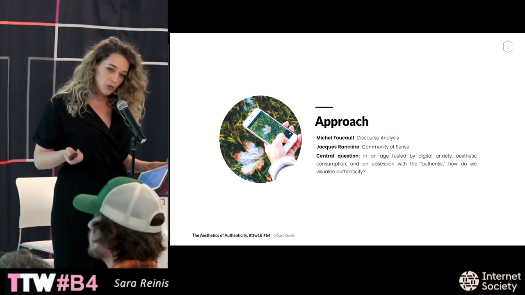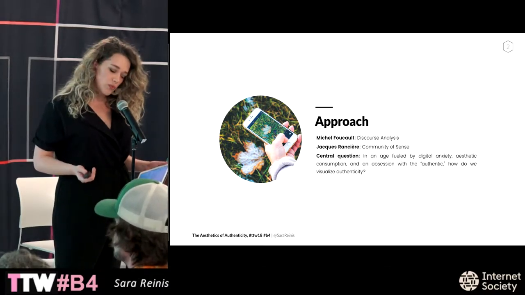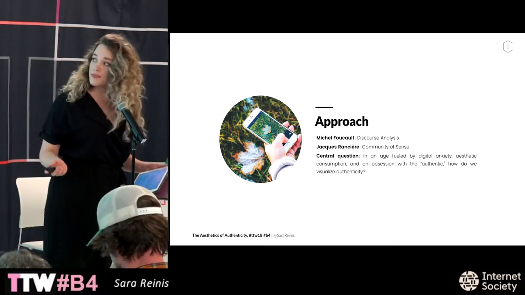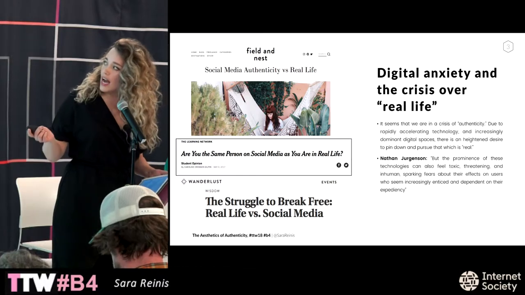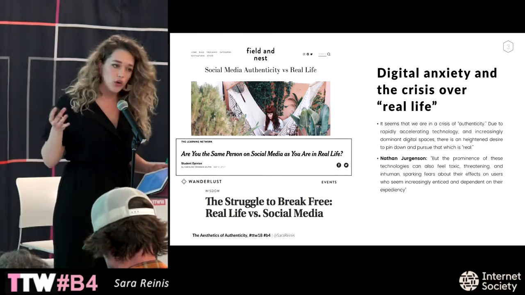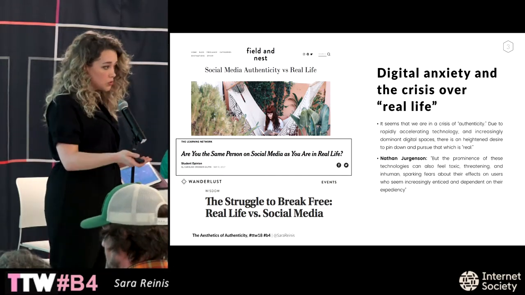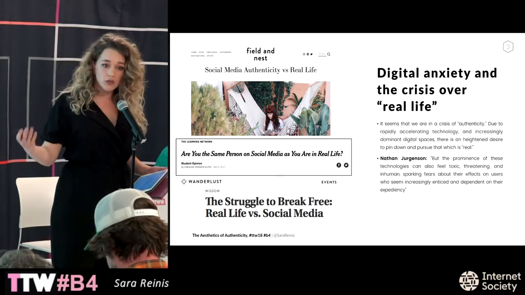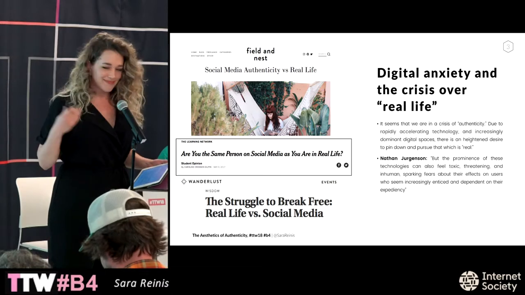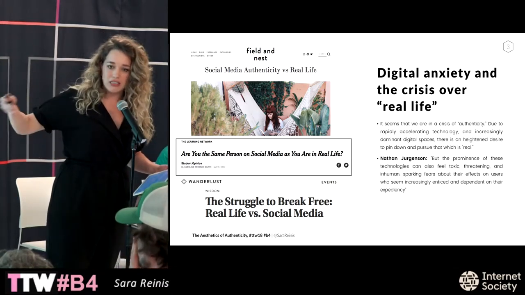is in an age fueled by digital anxiety, hyper aesthetic consumption, and an obsession with the authentic, how do we visualize the authentic? So here, a quick look at this idea of digital anxiety and kind of this crisis over real life, and specifically how there's this imposed dualism and dichotomy from what's happening in social media and what's happening in real life. So it seems that we're essentially in this crisis of authenticity across blogs, think pieces, et cetera.